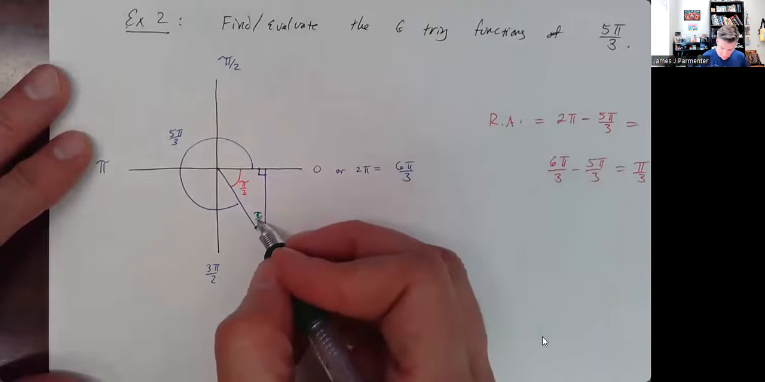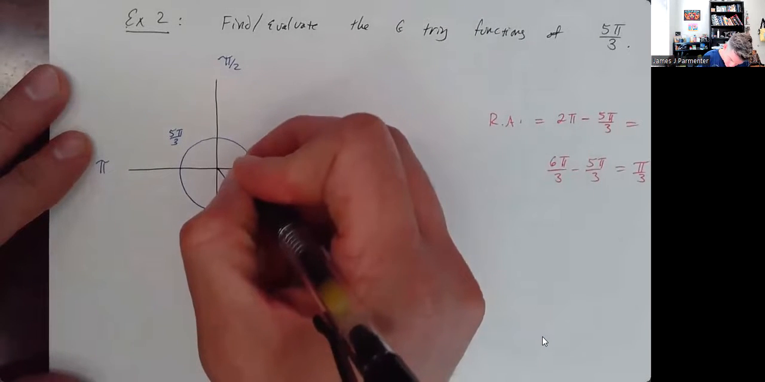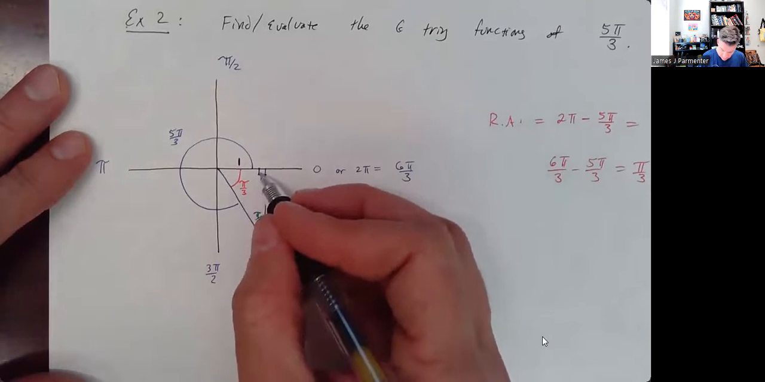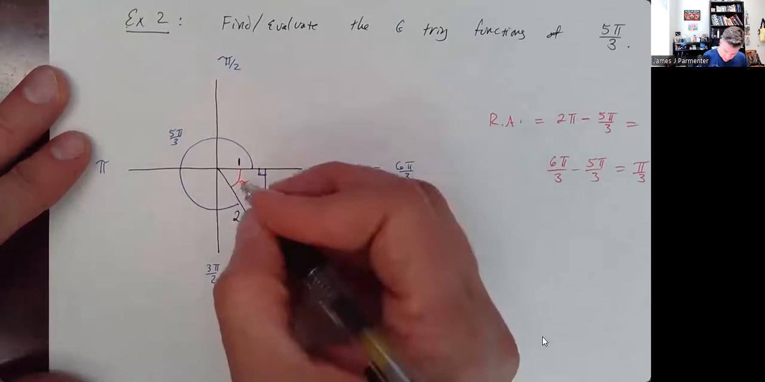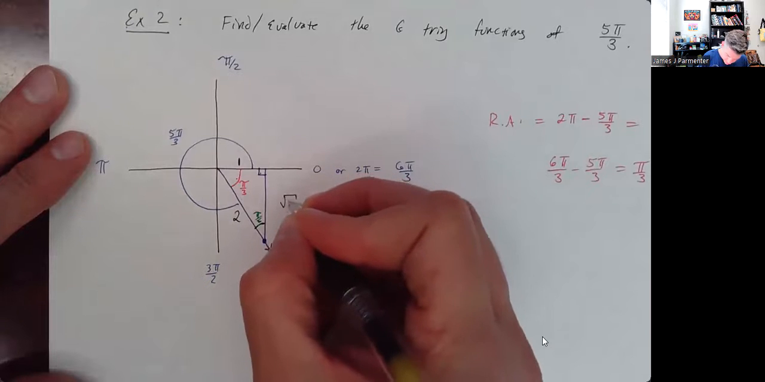So smallest angle opposite the smallest side. Let's say that this side over here is 1. And then biggest angle opposite the biggest side, so the hypotenuse, once again, is 2. And medium angle opposite medium side, so this side over here would be √3.